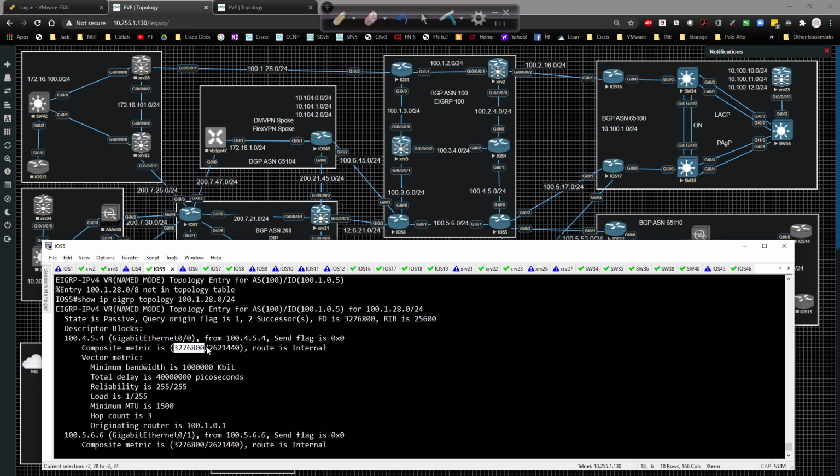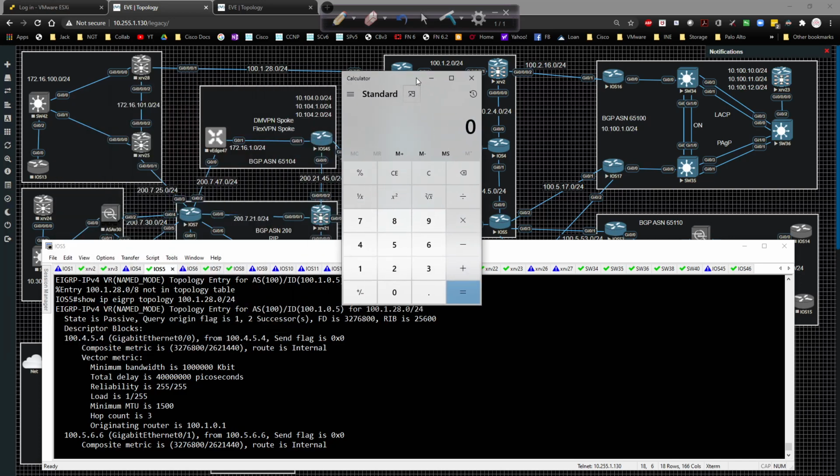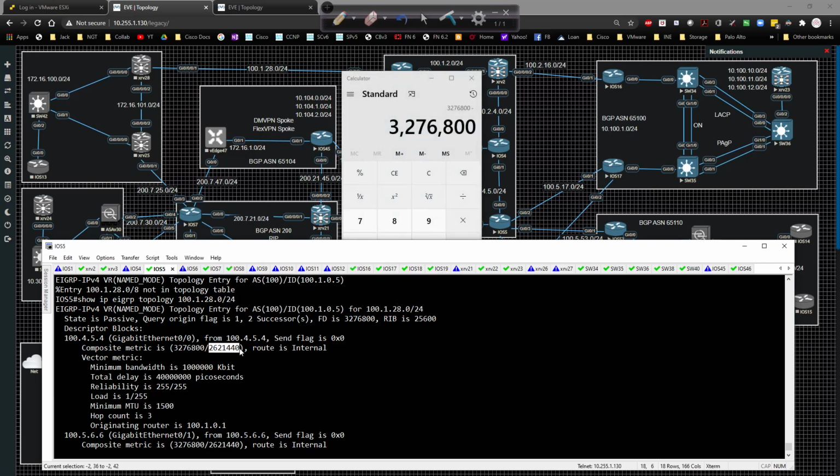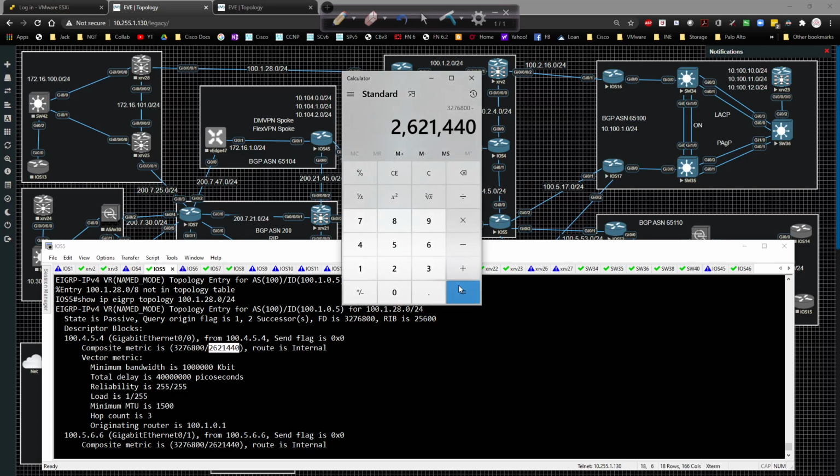That's what this is. The one to the right here, this 262,144, is going to be the advertised distance. The distance between me and whoever I'm connected to will be the difference between these two. So let's do some simple math: I'll copy that, paste it into the calculator, subtract this value from it, and equal. So 655,360.